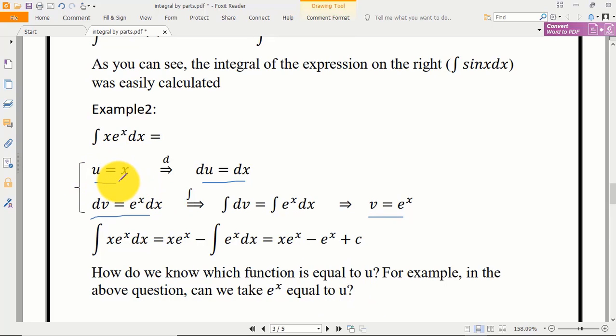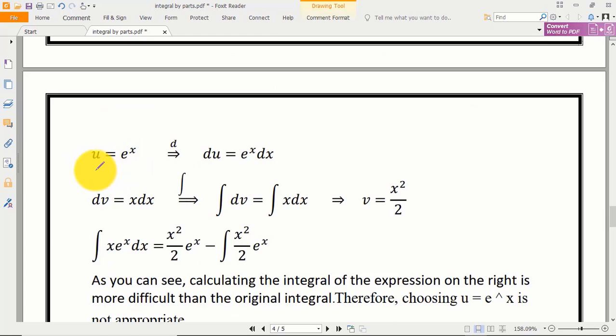You may ask yourself, why would I choose x as u? Or you may ask, wasn't it possible to take e to x as u? Or wasn't it possible to take x dx as dv? Now we're going to consider this problem to see what the result would be.